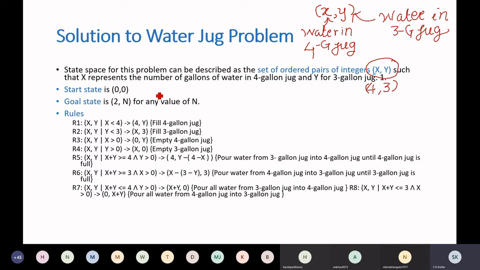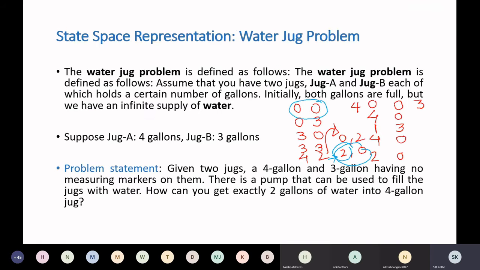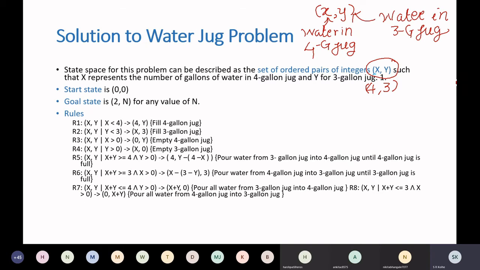In this example, here I have taken start state as 0, 0. So here it is given that both jugs are empty. But if we consider the previous problem, in this problem statement it is given that initially both jugs are full. So here initial state will be 4, 3. This is initial state or start state.